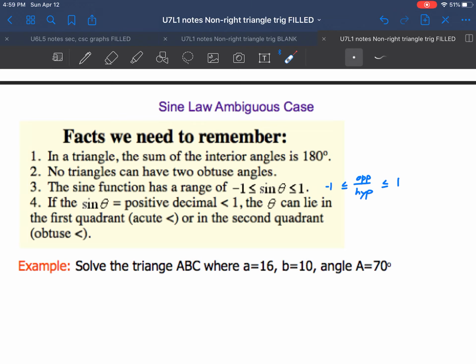And then the fourth one: if the sine of theta is equal to a positive decimal less than 1, then theta can lie in the first quadrant or the second quadrant. So what that's saying is if you have a sine value that's positive, that can happen anywhere in quadrant 1 or quadrant 2.